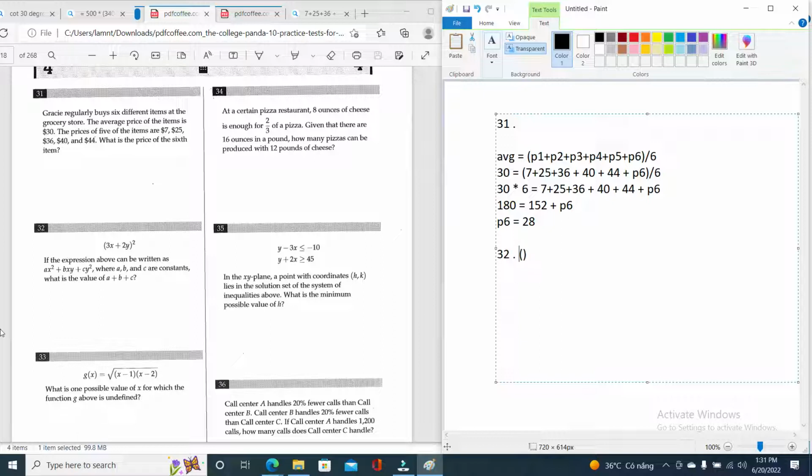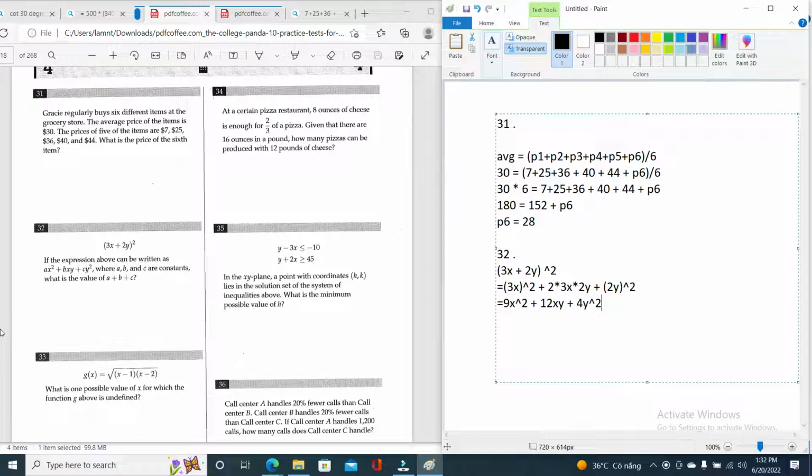Okay, so (3x + 2y) whole squared is equal to (3x) squared plus 2 times 3x times 2y plus (2y) squared. So that is 9x squared plus 12xy plus 4y squared, right? So that's very clear.